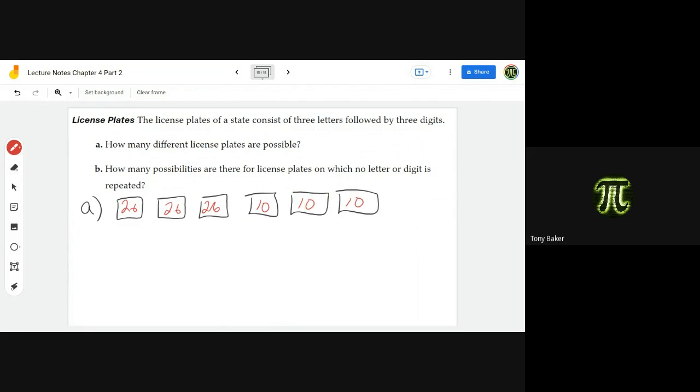So to figure out how many possible license plates there are, we just multiply all those numbers. So just that would give me 17,576,000 license plates.